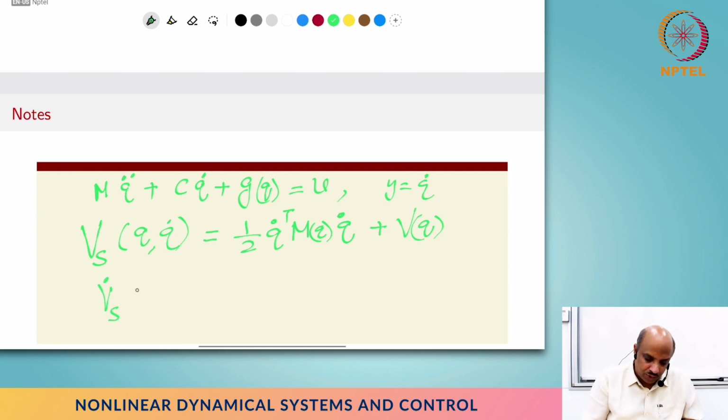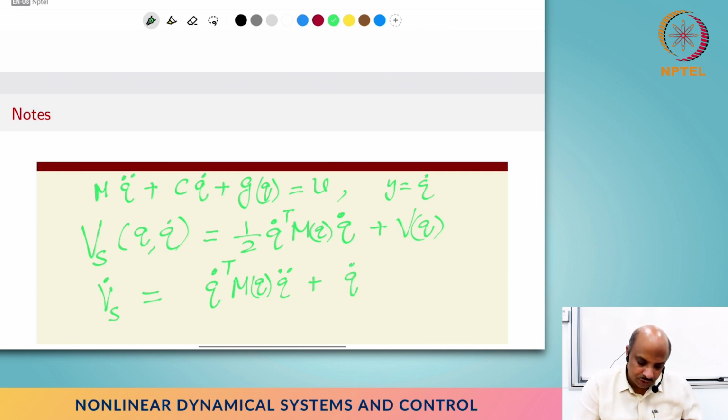So if I take the time derivative of this, what will I get? I will get twice of these things, so basically something like q dot transpose M of q double dot. I get twice of that, so I don't need the half anymore, plus q dot transpose M dot of q dot, plus V prime transpose q dot, right?